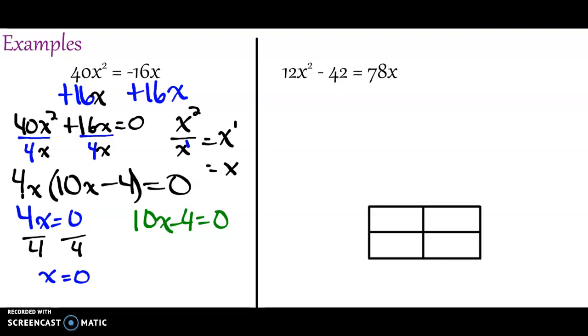And then when I have 10x minus 4, we're going to add 4 to both sides, and we are left with 10x equals positive 4. Divide by 10.